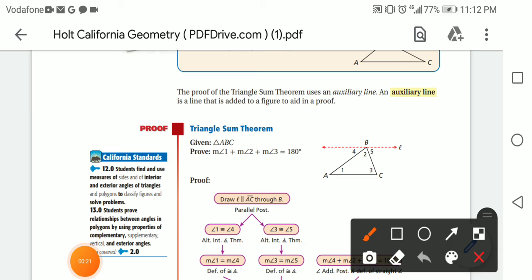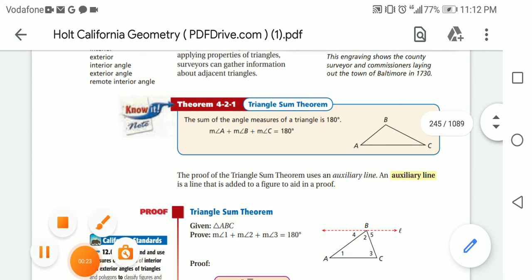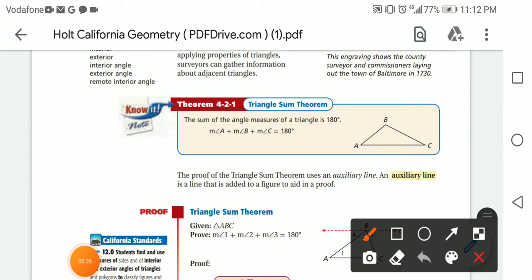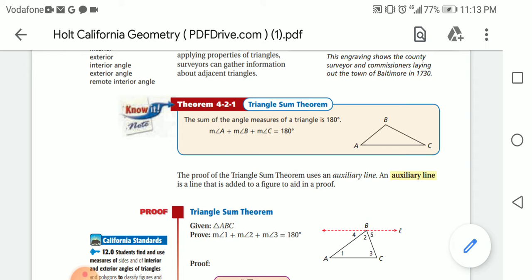So, first of all, I have here this triangle sum theorem. The sum of angle measures of a triangle equals 180 degrees. So measure A plus measure B plus measure C will give you 180 degrees.